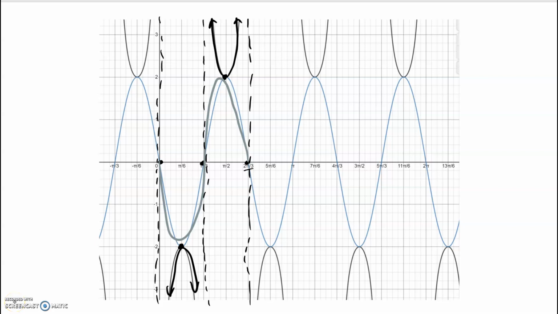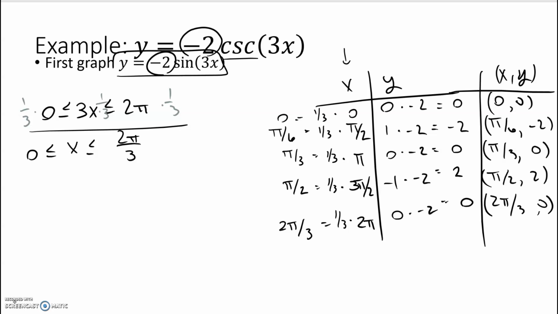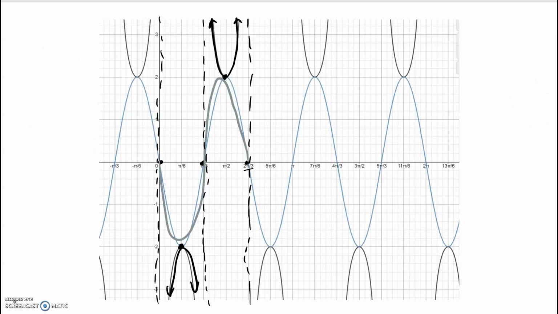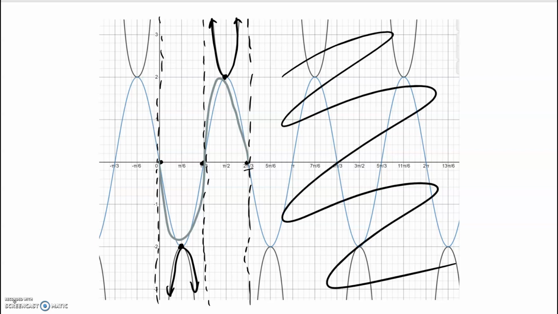All right, this is the second part of section 8.2. What I was saying with the last problem was y is equal to -2 cosecant of 3x was at 2 pi over 3. We didn't need any of this over here because we're stopping at 2 pi over 3.